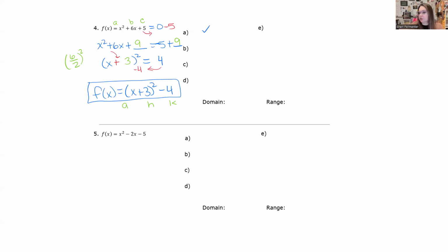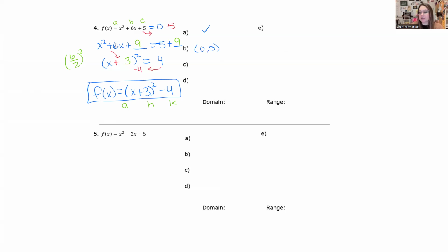B asks you to find the y-intercept. Do you actually have to plug in 0 here and solve? No. You can look at the standard form. What is the y-intercept? 5. Beautiful. It's at 0, 5.